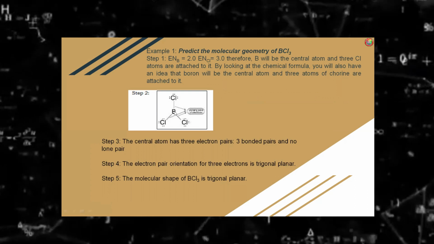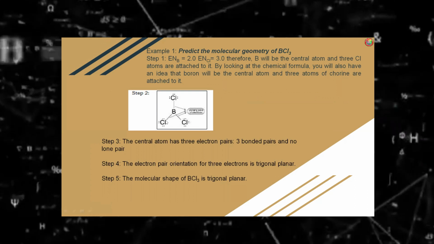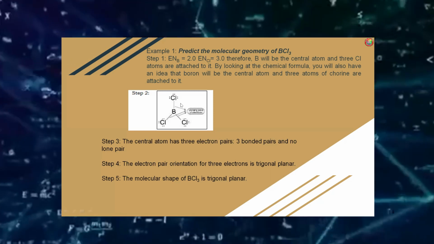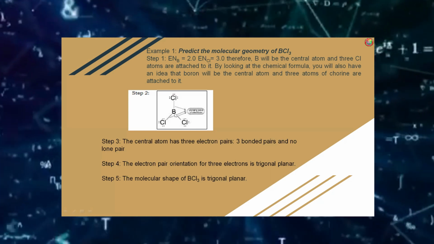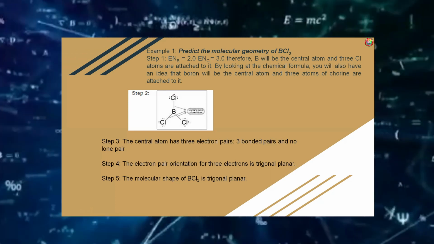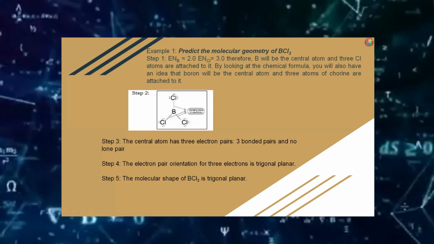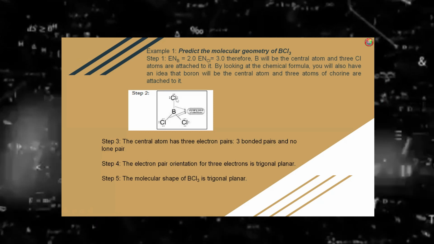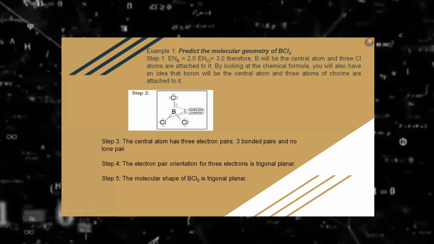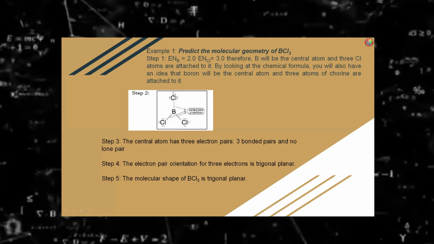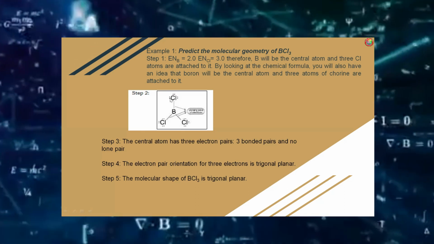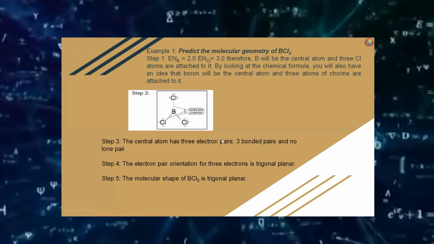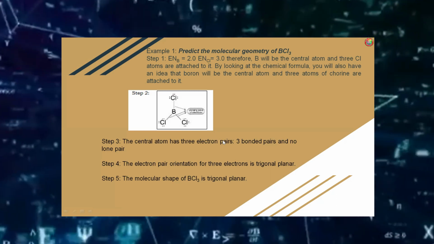So here for step 2, this is boron, and in boron, we have 3 chlorines. Okay, so we attach the 3 chlorines to boron. Step 3. The central atom has 3 electron pairs, 3 bonded pairs, and no lone pair. So let's check if there's a lone pair. A single dash is 2 dots, so we have 2, 4, 6, 8. The octet rule must be 8 dots. We have 2, 4, 6, 8 for each chlorine. So it's equal. There are no lone pairs.